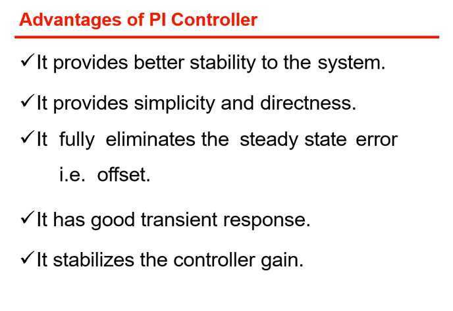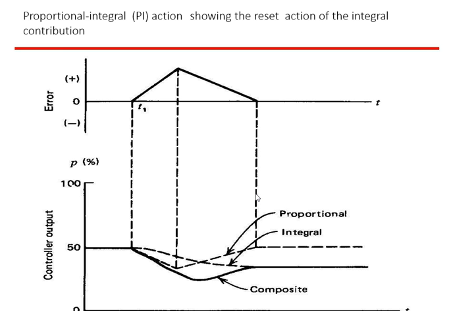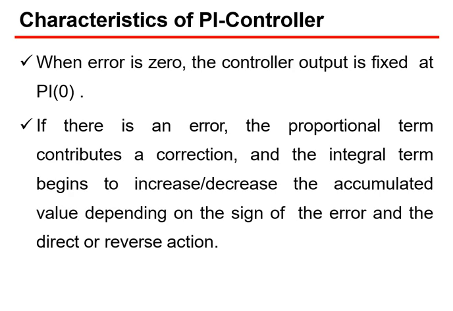So how are the PI controllers useful? It provides better stability to the system. Okay, it provides simplicity and directness. It fully eliminates the steady state error, that is very important. Okay, it has good transient response, and it stabilizes the controller again. So if you see this diagram, collectively we are getting the advantages of proportional and integral, so that's why we are getting some advantages like this. Okay, and characteristics also we have seen. So let's move towards the next point.